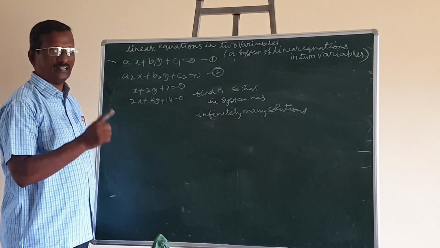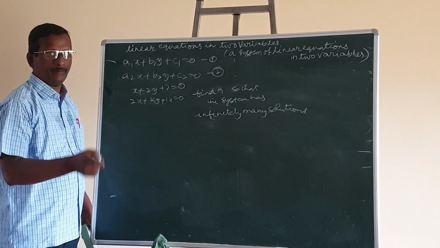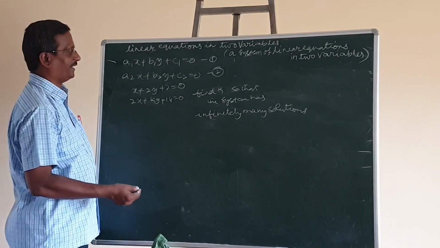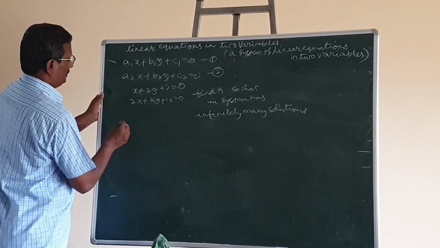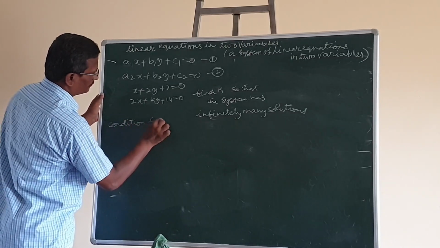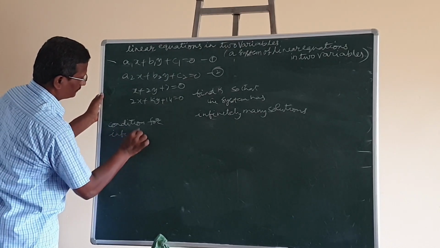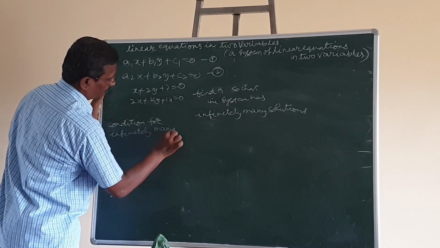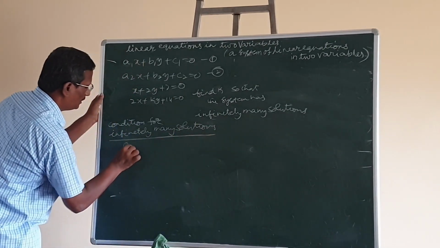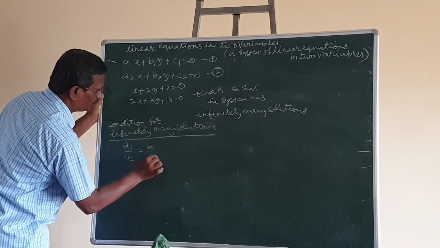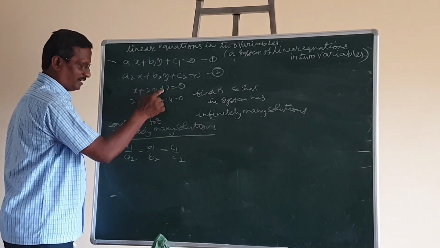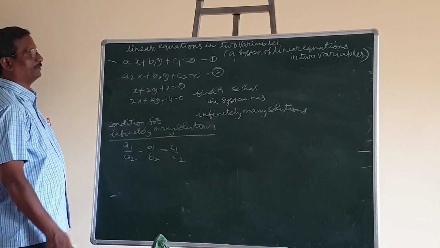So again we have to remember what is the condition for infinitely many solutions. The same we have to make use of, and from that we have to get the value of k. Condition for infinitely many solutions: a1 by a2 is equal to b1 by b2 is equal to c1 by c2. So let us substitute the values from the equations for a1, a2, b1, b2, c1, c2.